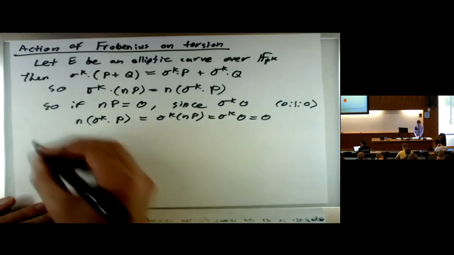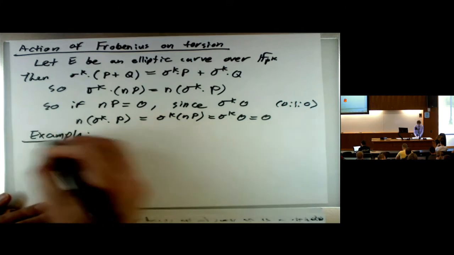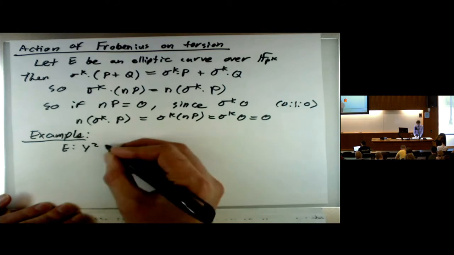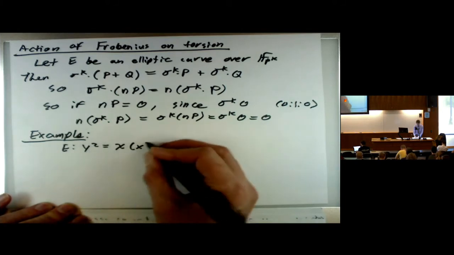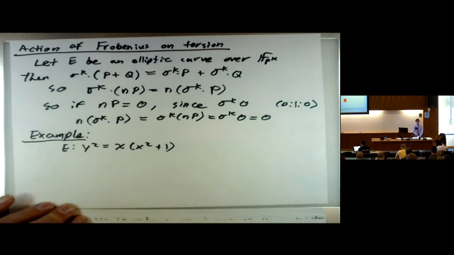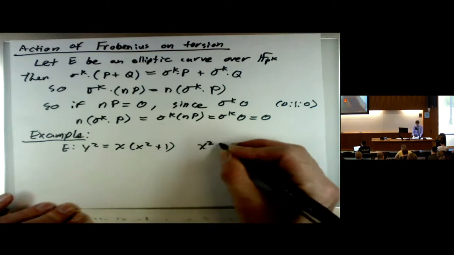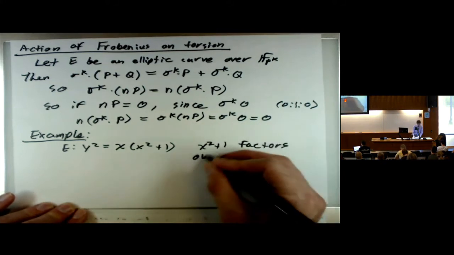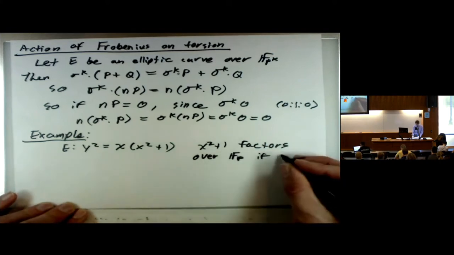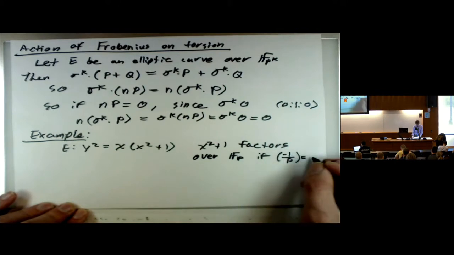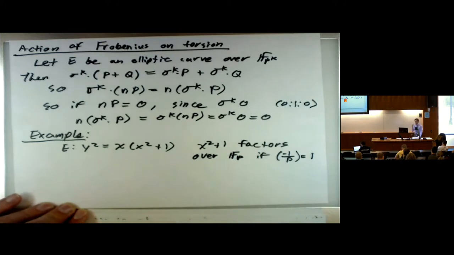So now let's look at a simple example. This is an example I like a lot for many things, except it is not well suited to what I want to do tomorrow. So this is an elliptic curve that is not defined over F_2, but it is defined over F_p when p is odd. And there's a condition that tells us whether or not we have full 2 torsion, just based on congruences. So x squared plus 1 factors over F_p if minus 1 is a quadratic residue, and therefore if p is congruent to 1 mod 4.